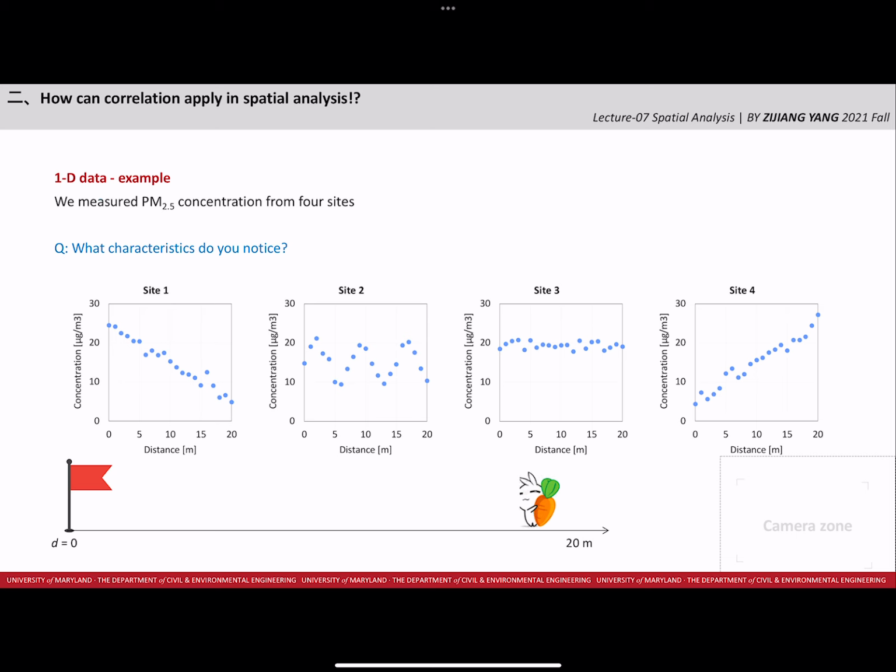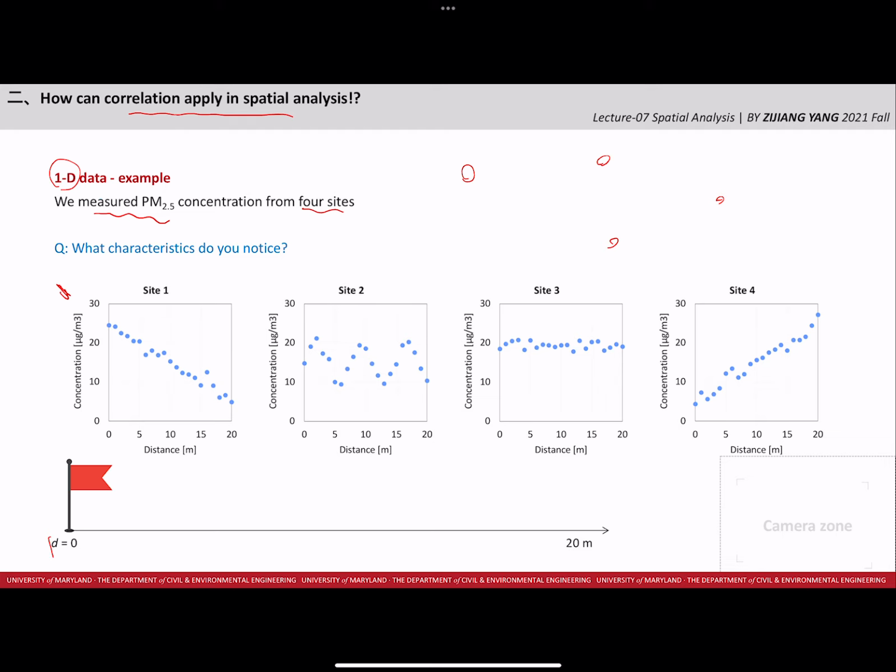Here I'm going to introduce how correlation can be applied in spatial analysis. At the very beginning, I want to talk about 1D data because this is relatively intuitive. Suppose we measure PM 2.5 concentration at 4 sites, 1, 2, 3, 4, at different places. And these are our results.